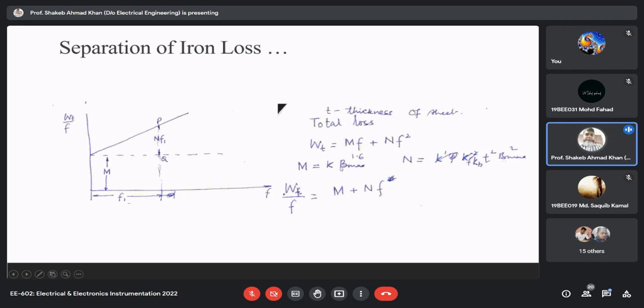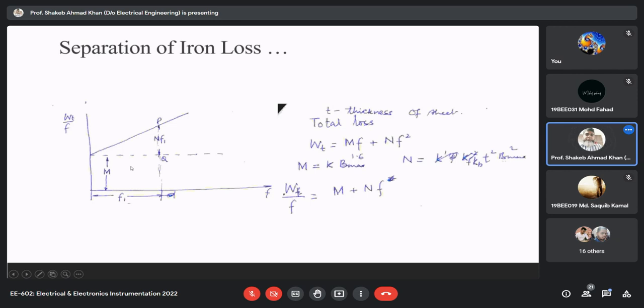So my point is that this is basically a graphical method which is used for measurement of iron loss. So if we have data points, we plot the data points, meaning the iron loss per unit frequency and the frequency of a particular sample, a particular core which is magnetized. Then we will get a straight line.